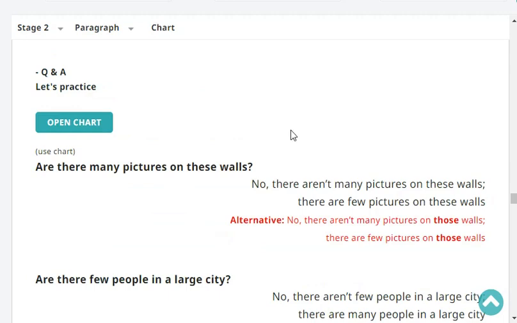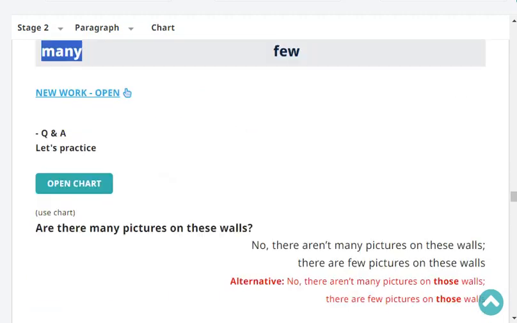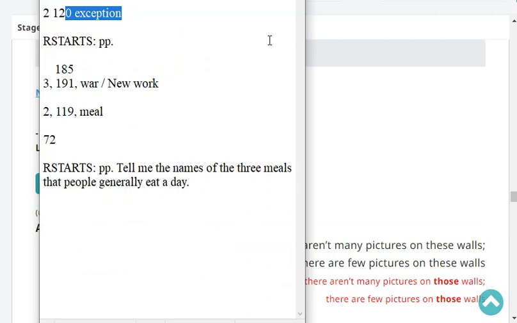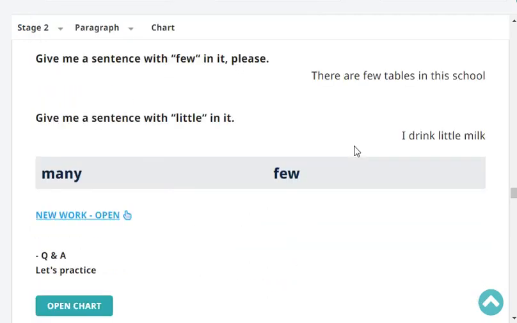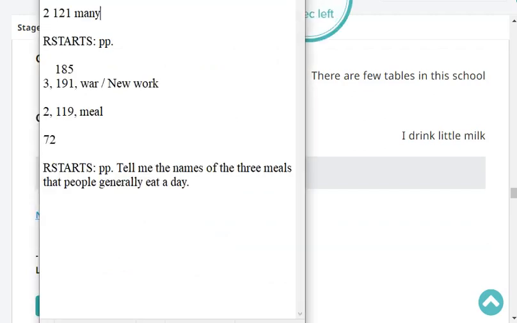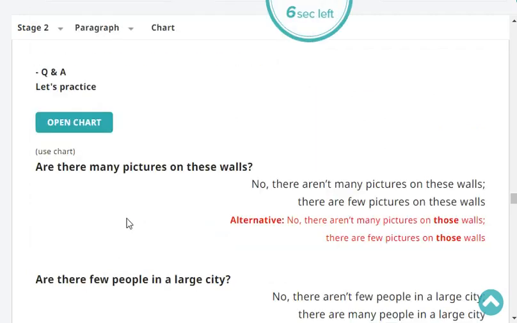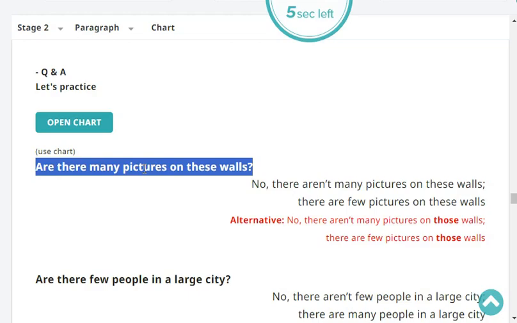Okay, next. Many. Few. Page 121. Okay, I will turn my textbook. We stop there for today, but very good reading, very good dictation, and very good practice for today.